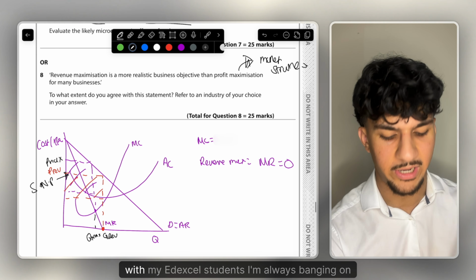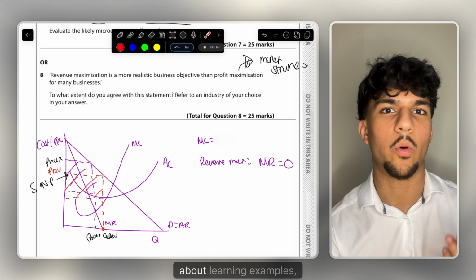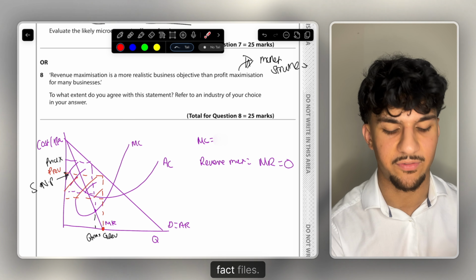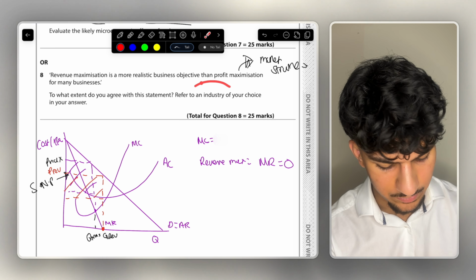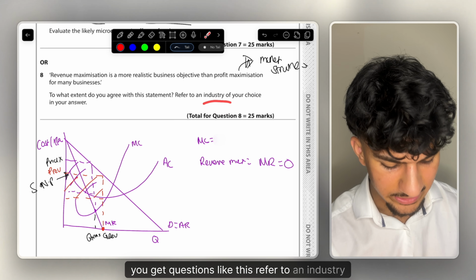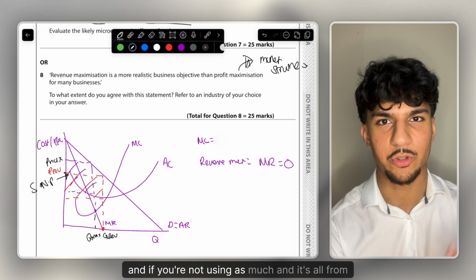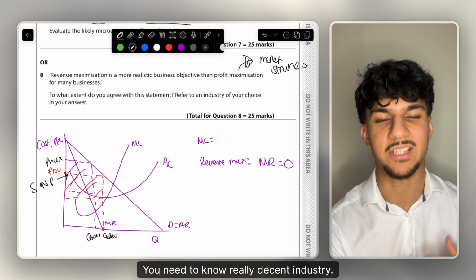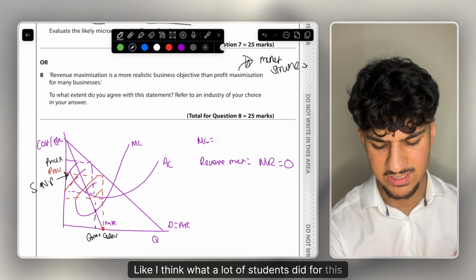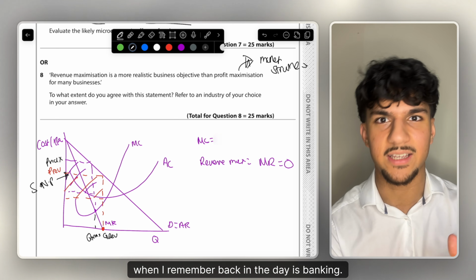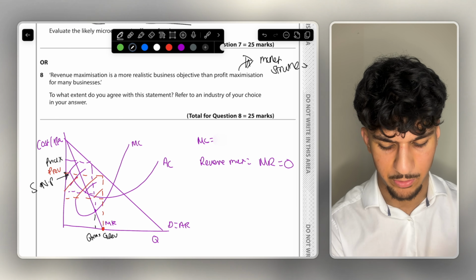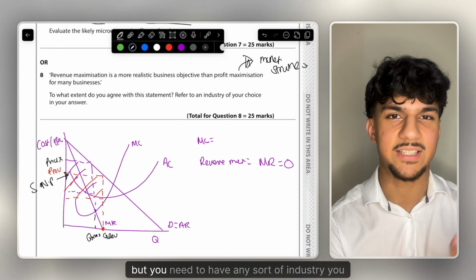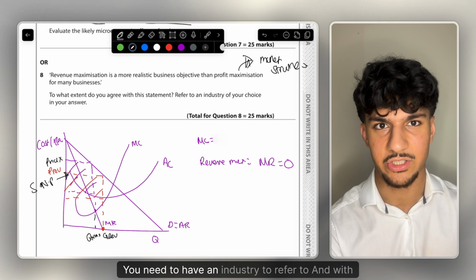And with my Edexcel students, I'm always banging on about learning examples, real world application, industries, different countries, fact files. The reason is, you get questions like this, refer to an industry, and if you're not using as much and it's all from your knowledge, there's obviously no context here, you need to know really decent industries. Like, I think what a lot of students did for this, when I remember back in the days, banking, because a lot of students know about banks, it's a good industry to refer to, but you need to have an industry to refer to.